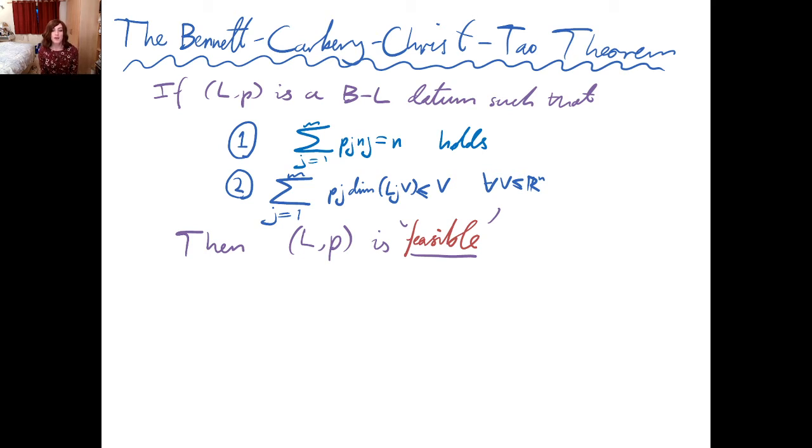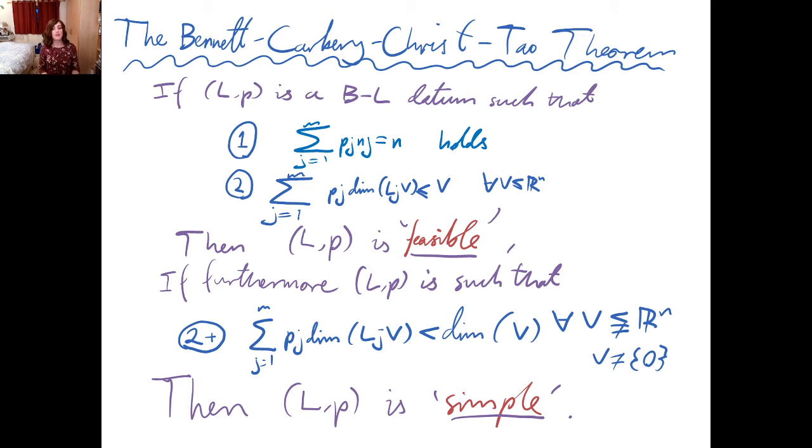So suppose that (L, p) is a Brascamp-Lieb datum such that you have the scaling condition, and also this, a slightly weakened version of the scaling condition, holds on all subspaces V of R^n. We call such a datum feasible. Now, if you suppose the slightly stronger thing, that (2) holds strictly for all proper non-trivial subspaces, then we say that this datum is simple.